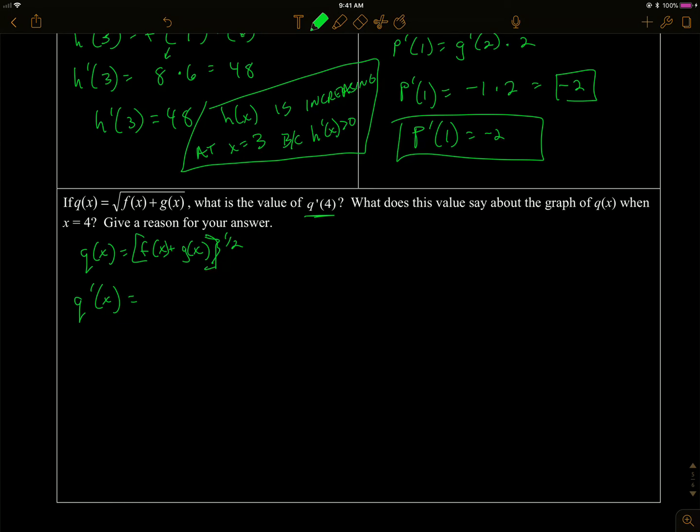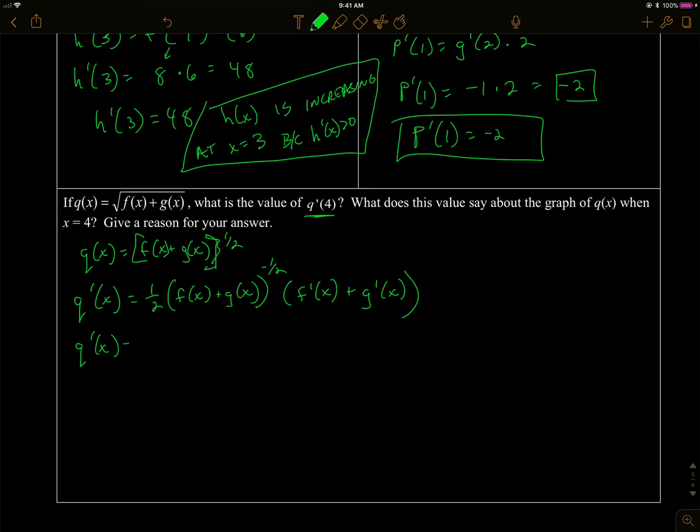The derivative is the derivative of the outer, 1/2, times recopy the inner, f of x plus g of x, reduce the power by 1. So that's the derivative of the outer function, I applied power rule, times the derivative of the inner. So it's a polynomial, so it's the derivative of f plus the derivative of g. So there's our q prime of x. Now we can simplify it a little bit.